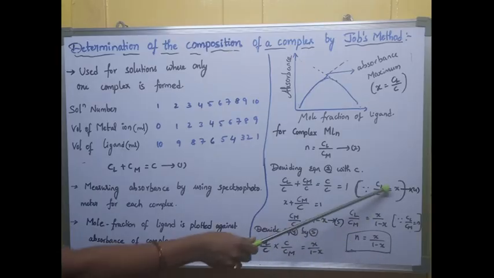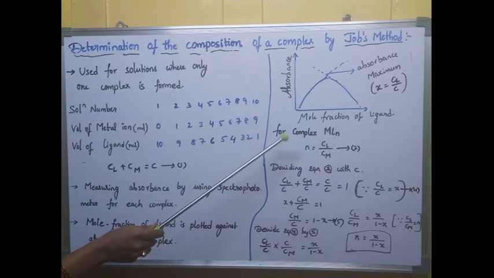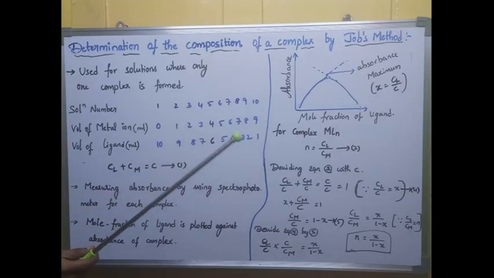By dividing equation 4 by 5, I'll get this value. Cl by C into C by Cm equals x by 1 minus x. Now the Cs will be cancelled. I'll get Cl by Cm equals x by 1 minus x. We already know Cl by Cm equals the n value. So I substitute this n value: n equals x by 1 minus x. By finding the n value, we can calculate the concentration of the ligand or metal in the particular complex. So this formula will be useful to find out the composition of any complex.